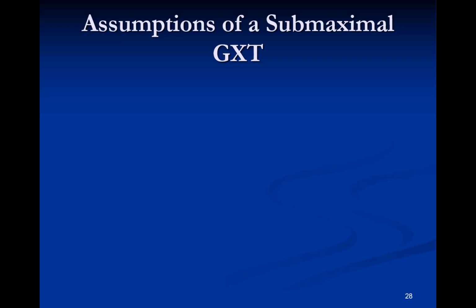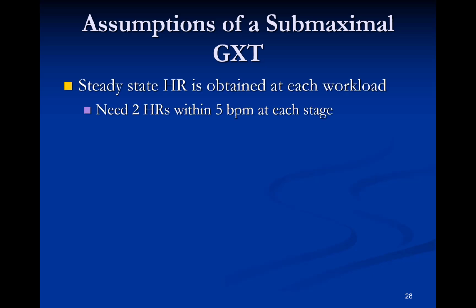So when we do a submaximal graded exercise test like this, again, it's not going to be as accurate, and we are making several assumptions, some of which are really good assumptions and some not so good at times. These assumptions include that a steady state heart rate is obtained at each workload. We can justify this because if we have 2 heart rates within each stage and they're within 5 beats per minute of each other, we can ensure that a steady state heart rate has been reached.